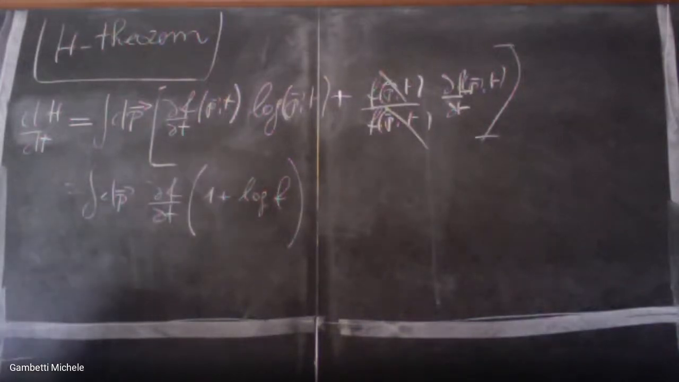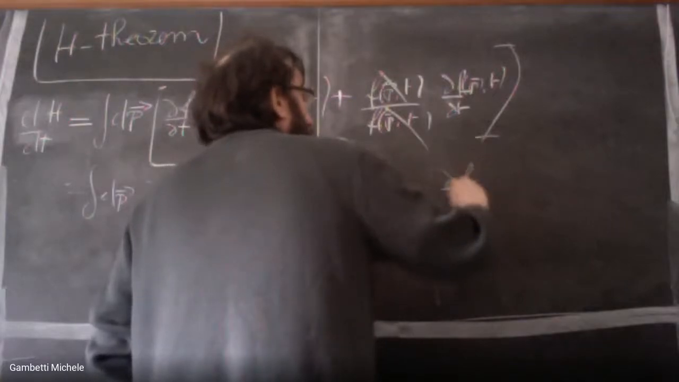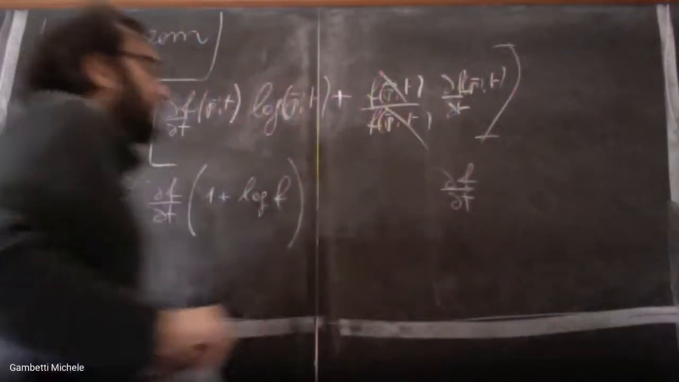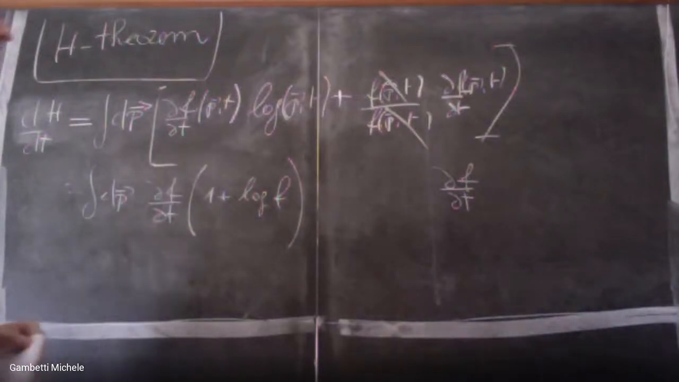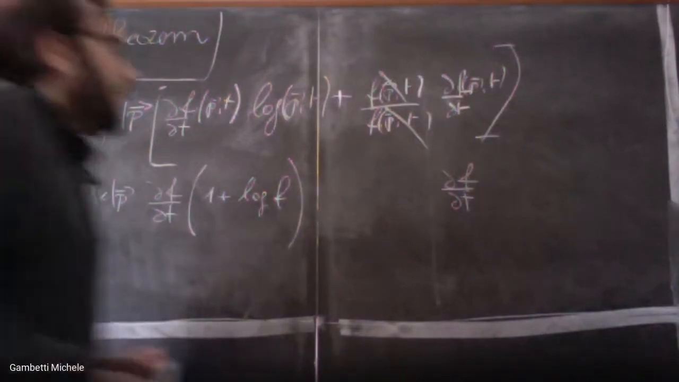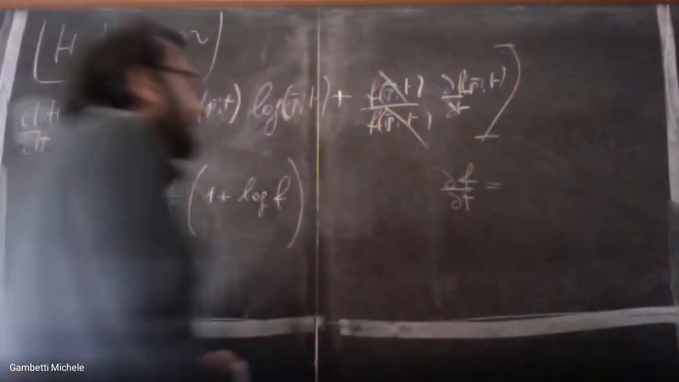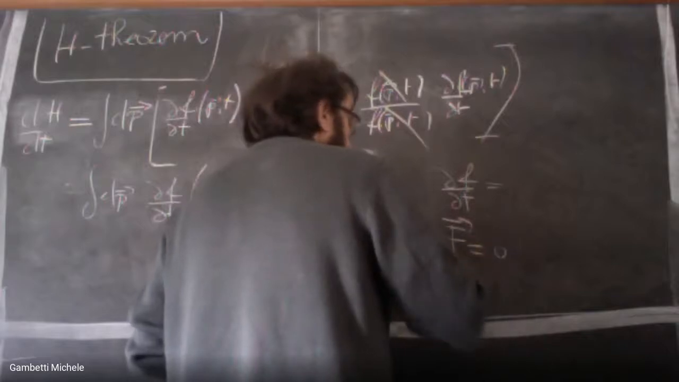So now let us remind which was the Boltzmann equation in the situation we are analyzing here. df/dt, I am assuming that there is no dependence with respect to r, so the system is uniform. Also, this I forgot to say, I am assuming that the force F is equal to 0, so no external field.